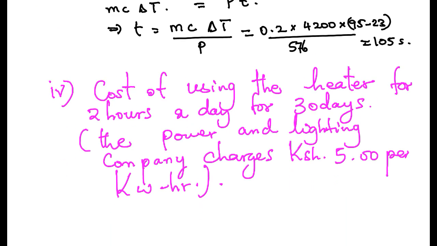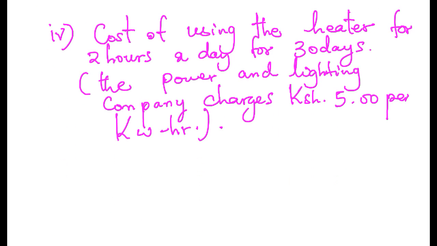The last question, find the cost of using the heater for 2 hours a day for 30 days, taking the power and lighting company charges 5 shillings per kilowatt hour. So we have to start by finding the number of kilowatt hours.